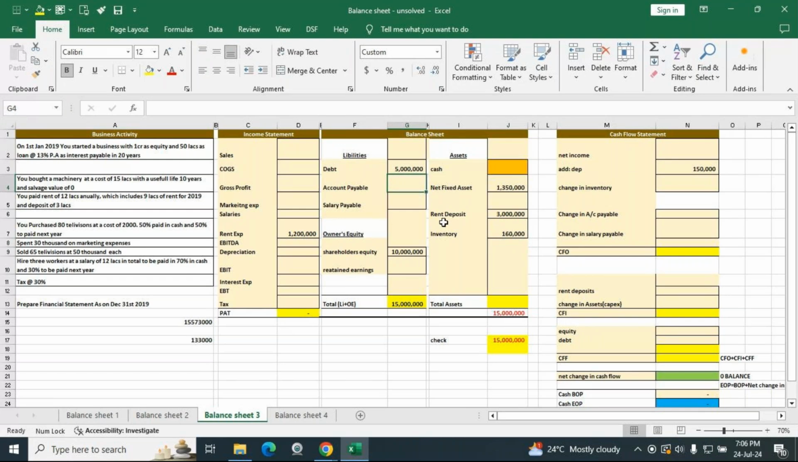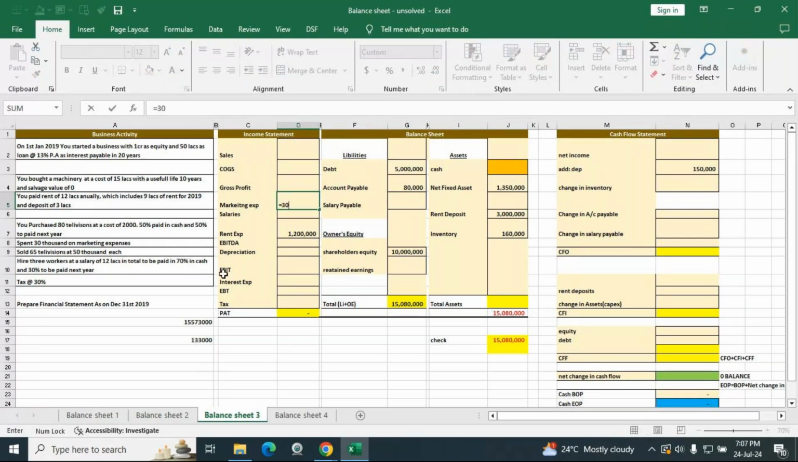So they are telling 50% I have paid and 50% I am supposed to pay. Payable means what? It is yet to be paid. I have not yet cleared. So equals 1,60,000 into 50%. So it is 80,000 rupees. Okay, account payable. So salary, no salary, I have not yet mentioned anything. So purchase is done. Now spent 30,000 on marketing expenses. So marketing expenses, here it is. So spent 30,000 equals 30,000.